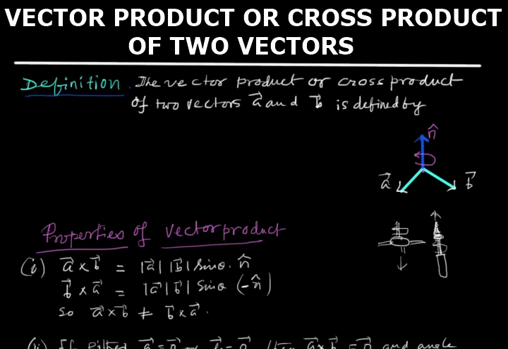Now we'll develop our concept of the vector product or cross product of two vectors. In earlier classes we discussed that the product of two vectors is of two types. One is the scalar product, where we found that the product is a scalar quantity. Now we'll see the product of two vectors that is a vector quantity, and how it comes.